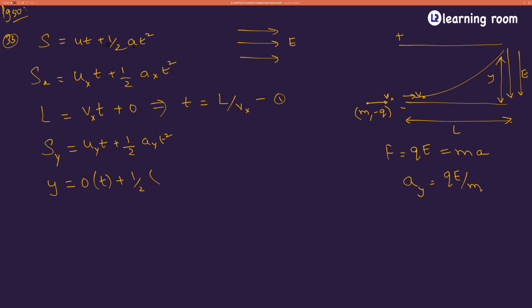But here, Q is Q only. So take it and substitute it here. So it is going to be Q into E divided by M into T square. In the place of T square, I can substitute L divided by Vx, the whole square. So what is the answer? Y is equal to QE L square divided by 2M Vx square. If I'm not wrong, that is what they asked. Is that not the expression? That's it. Clear?